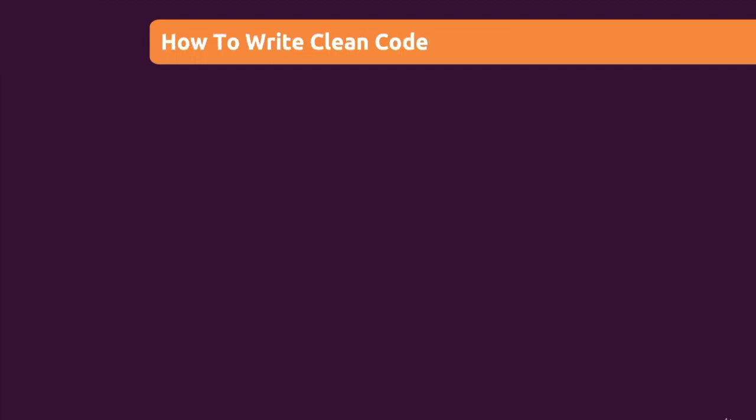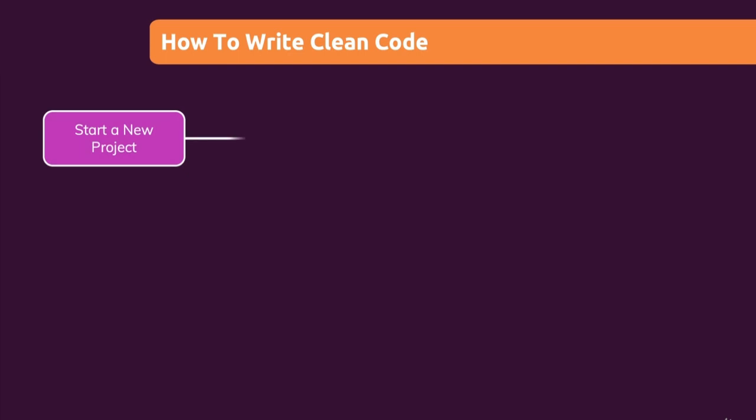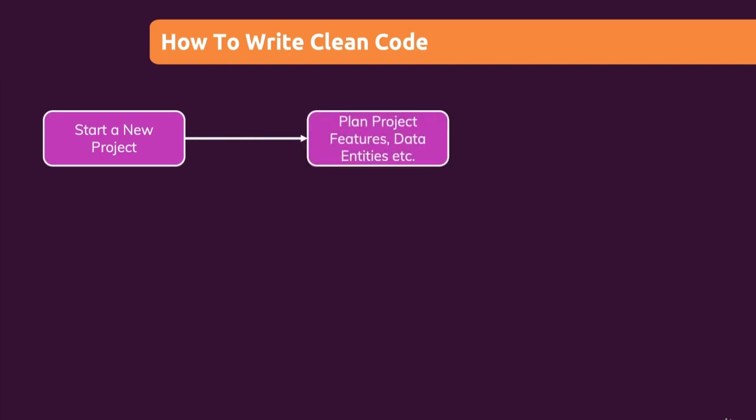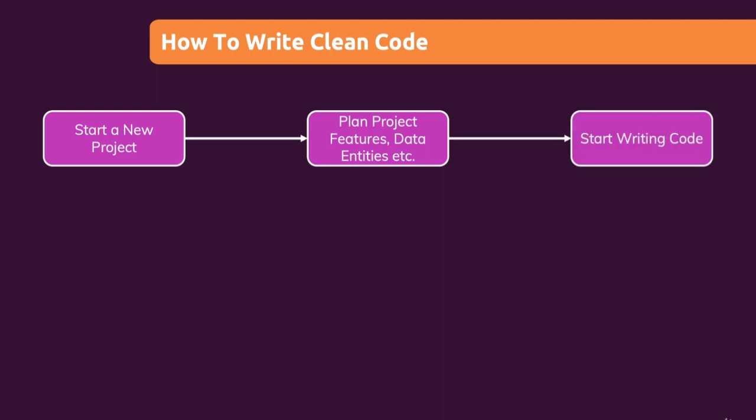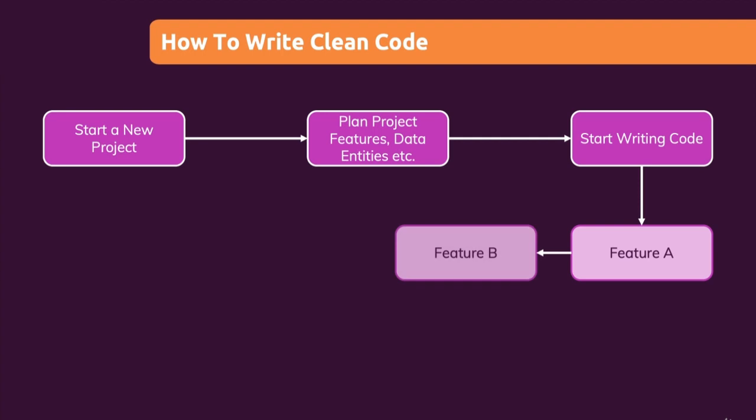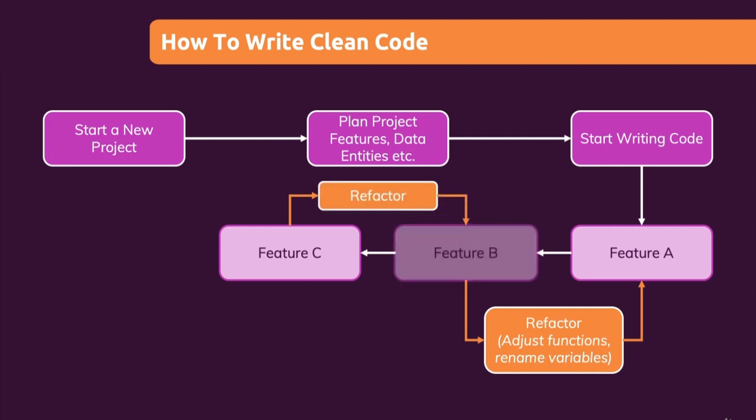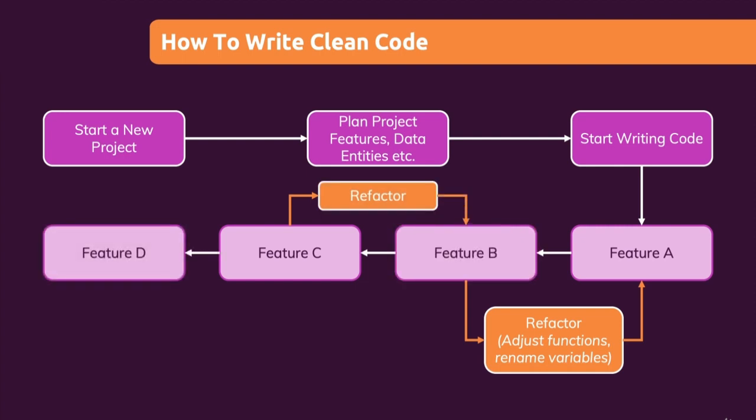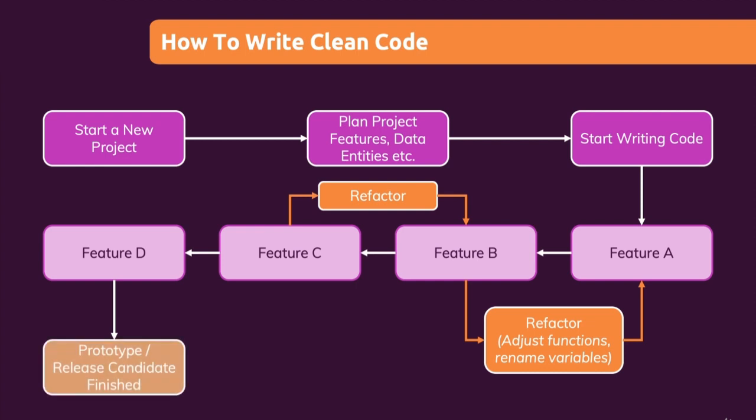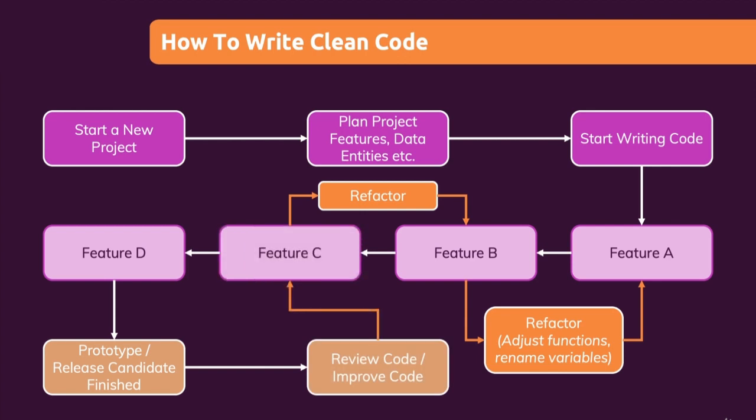Because when you write clean code, you typically start on a project, you plan your project, of course, the data entities you want to use and so on. But then when you start writing code, you implement feature by feature, but often you will then find a way of improving the feature you just worked on, and hence you refactor it. Then you continue and you find a way of improving that last feature you worked on. And this is a totally normal flow. Even once you're done with your prototype or your release candidate, you should review your code and then of course also again improve it where possible. So writing clean code is an iterative process and you're never done with it.